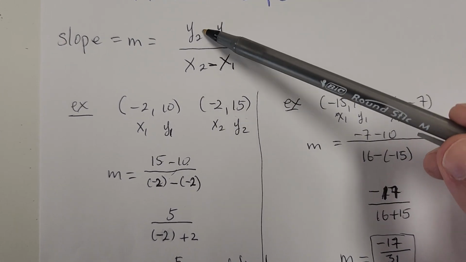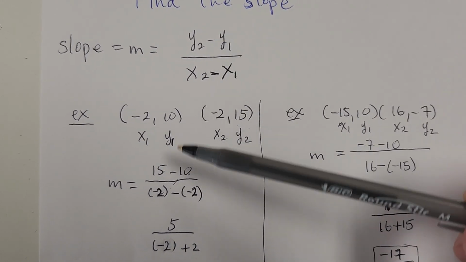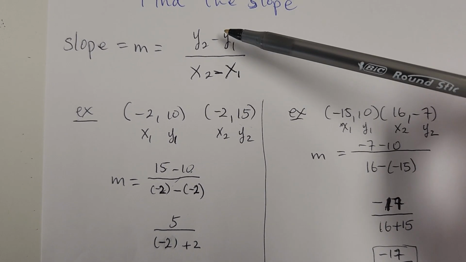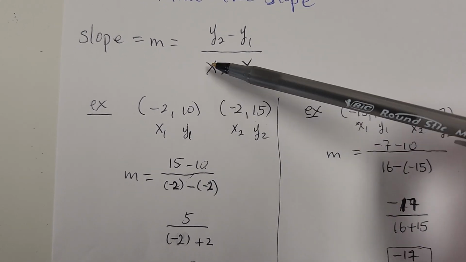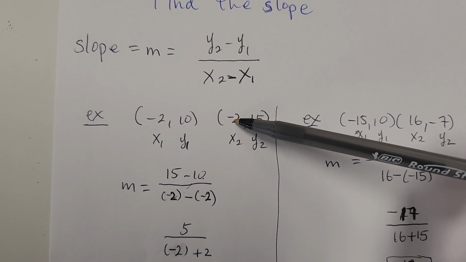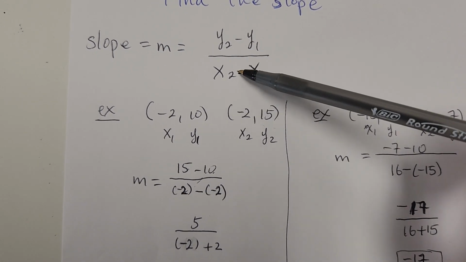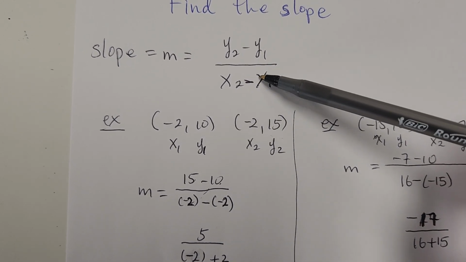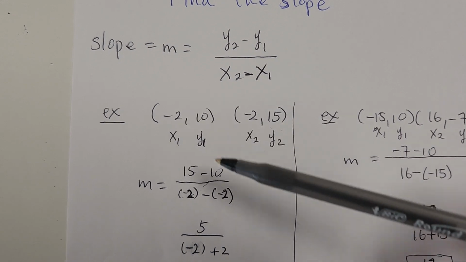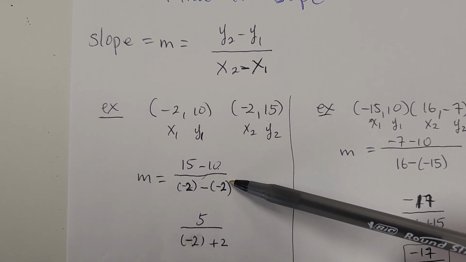So y2 is the 15. Don't forget this minus because it belongs to the formula. y1, which is the 10. In the bottom, x2 is this value, which is -2. Don't forget the minus because that's from the formula. x1 is -2. And since I have two negatives, make sure you put in parentheses.